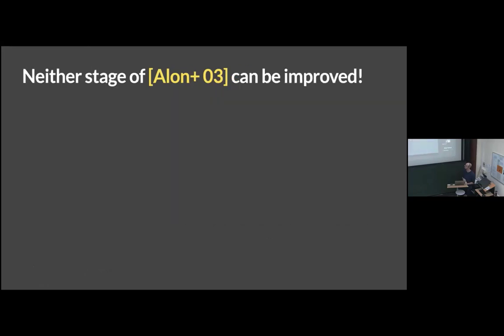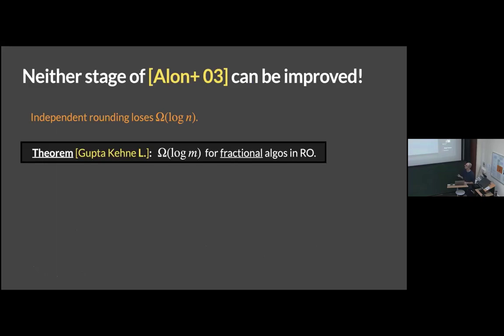Okay, good. So neither stage of this algorithm can be improved in random order. If you think about it, independent random rounding has to lose log n. There are situations where, if you do this, you will always lose the log n factor. And we show in our paper that if your goal is just to get a fractional solution, you will lose log m even in random order. So basically this is saying that the 2-stage analysis of maintaining a fractional solution and rounding it is doomed to lose log m log n.